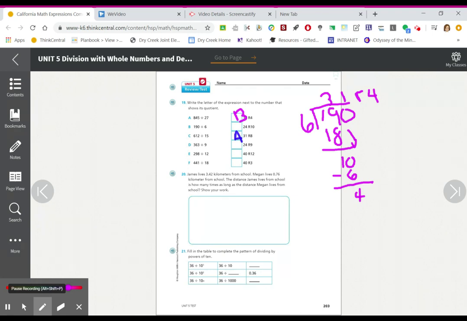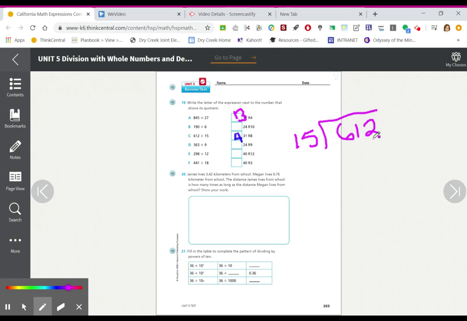Now I'm going to do C. So 612 divided by 15. If I were to work that out, I know 15 doesn't go into 6, so it goes into 61. 15 goes into 61 4 times. And 15 times 4 is 60, so 61 take away 60 is 1. Is 1 less than 15? Yes. Now I can bring down my 2.